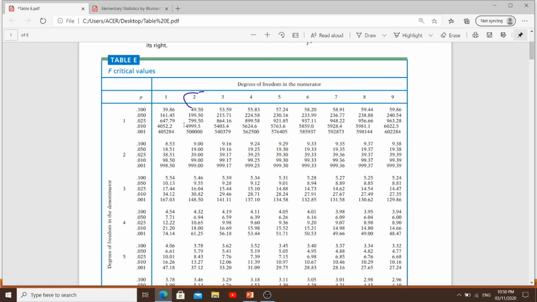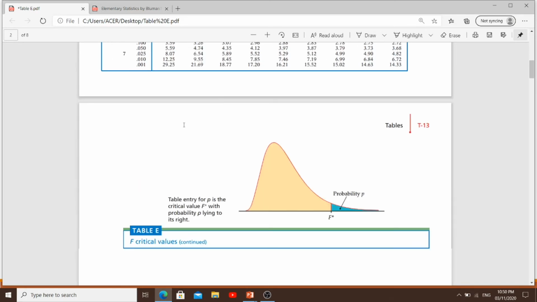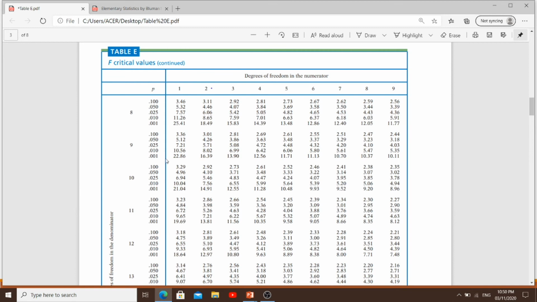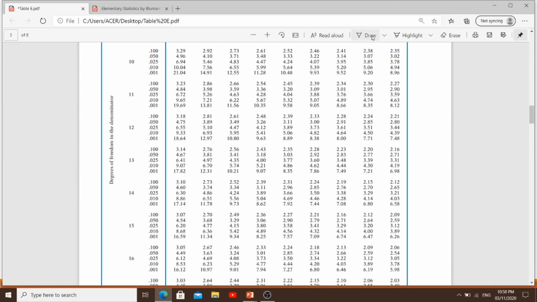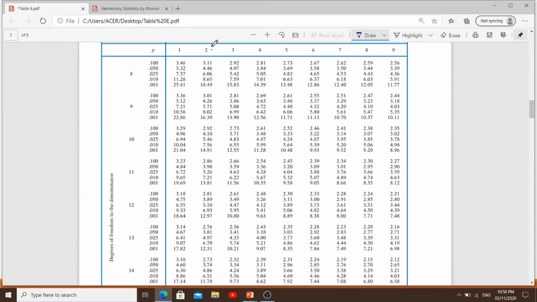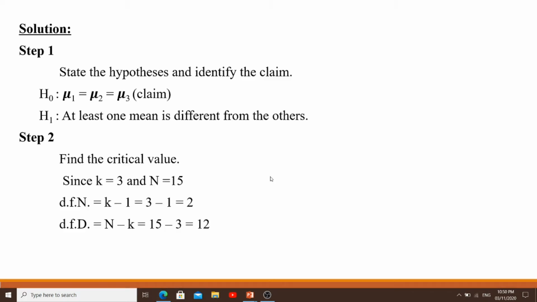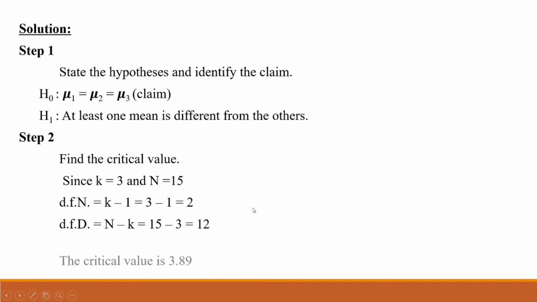Ito yung 2. Tapos yung denominator naman natin is 12. Hanapin natin yung 12. So, ito yung 12. Ito yung 2 tsaka yung 12. Yung alpha level natin is 0.05. So, yung critical value ang makukuha natin is 3.89. So, the critical value is 3.89.